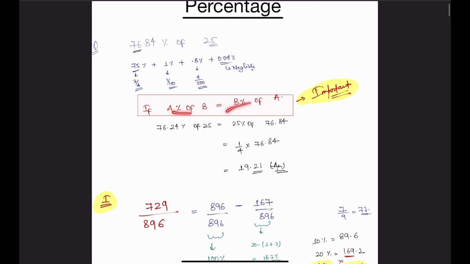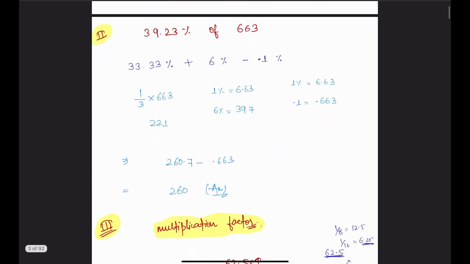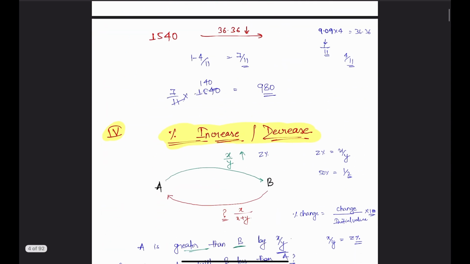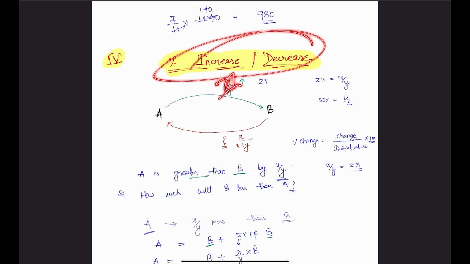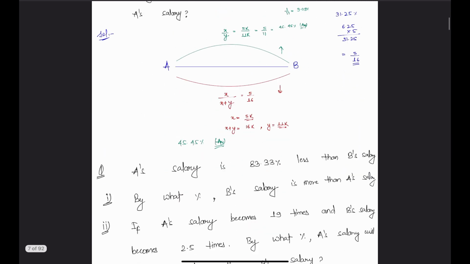So A% of B% of A, okay. Then different type of percentage values I tried to find out. Multiplication factor, okay, great. Increase, decrease. If x by y will be decreased, then x by x plus y will be decreased. If increase is x by y, and x by x plus y will be our decrease. Moving on to the next one, what we have understood.